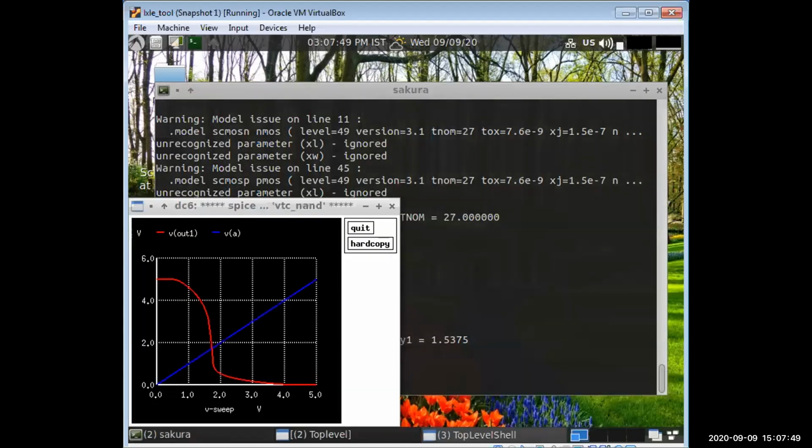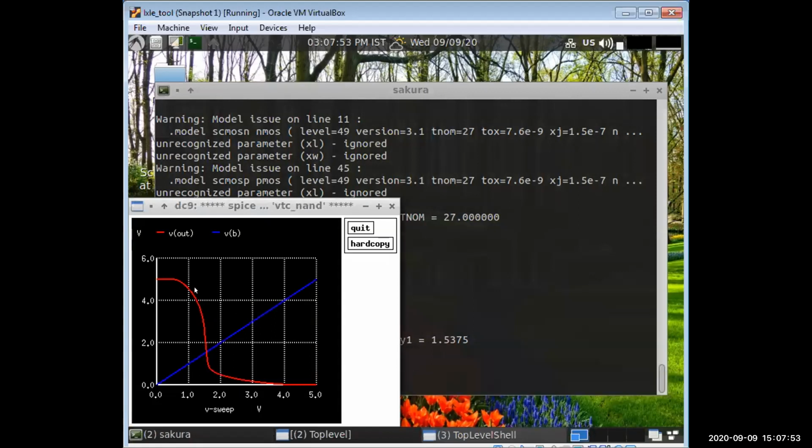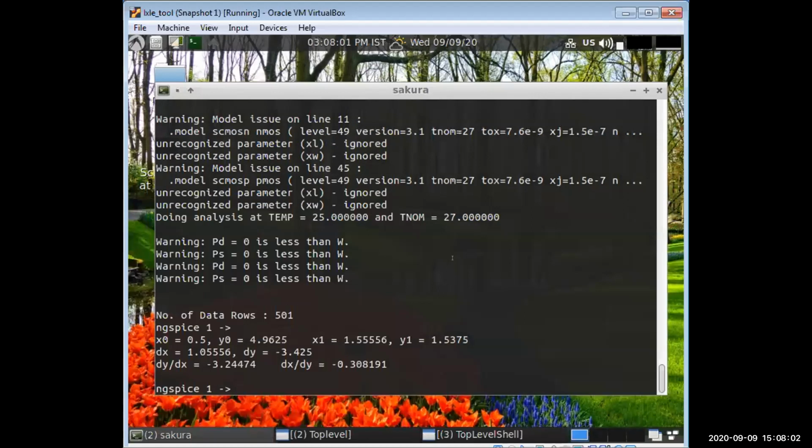That's why it is shifting towards the left side. So this case and this case have a difference because of the VT, as sir said now. Okay, so you can do the same for different sizes of PMOS and NMOS.